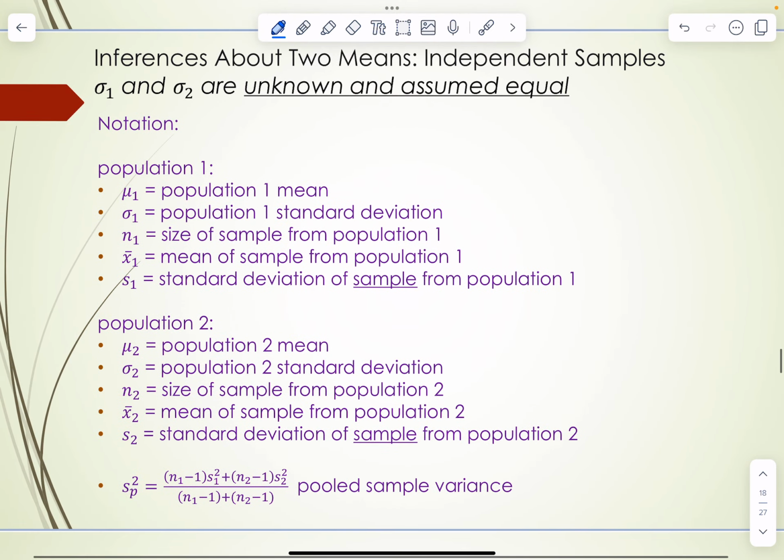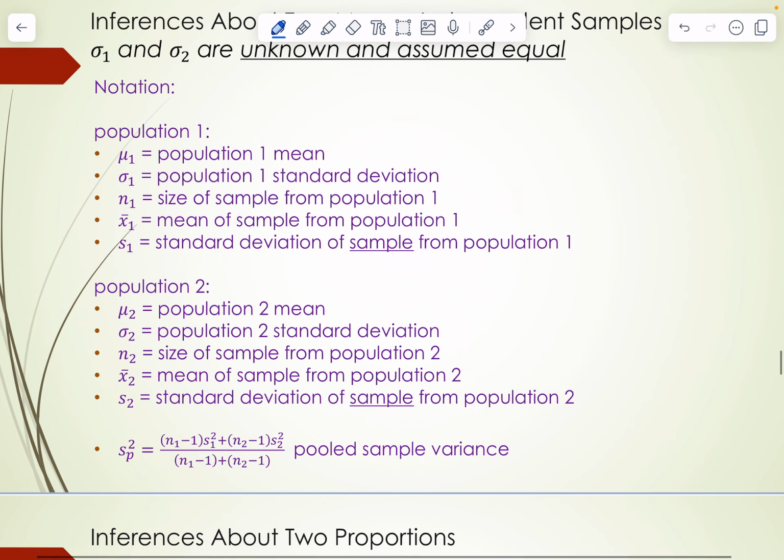All right, now there's a few other situations here that I'd like to draw your attention to. So inferences about two means, independent samples. Okay, so two means, again, independent samples. But this time, sigma 1 and sigma 2 are not known, but you're pretty confident that the standard deviations are equal. There's no reason they ought to be different.